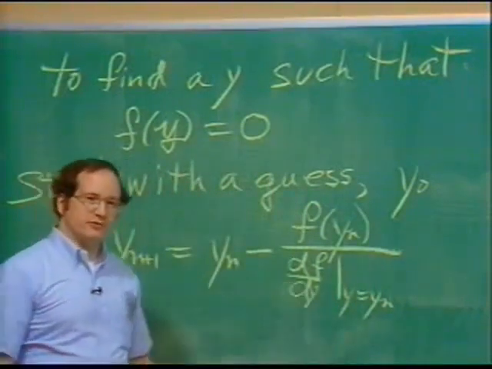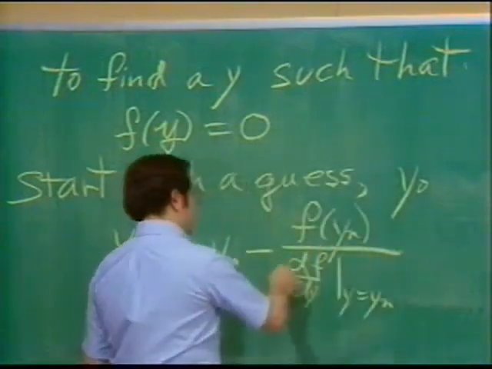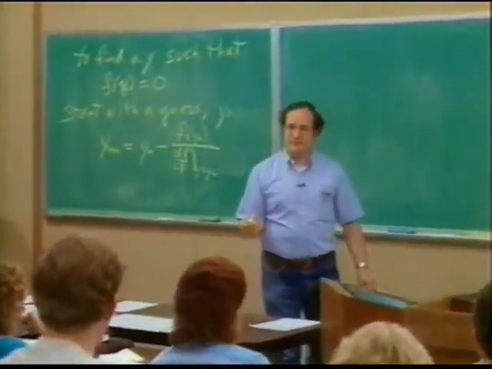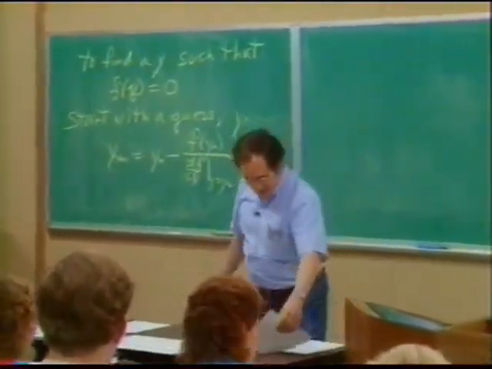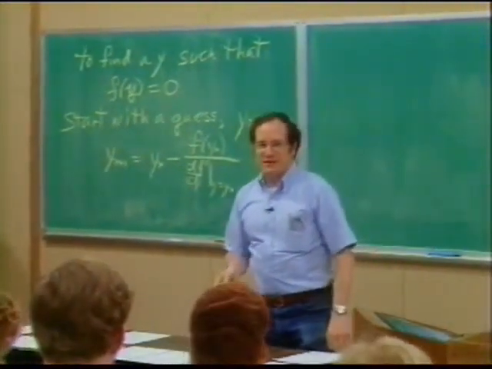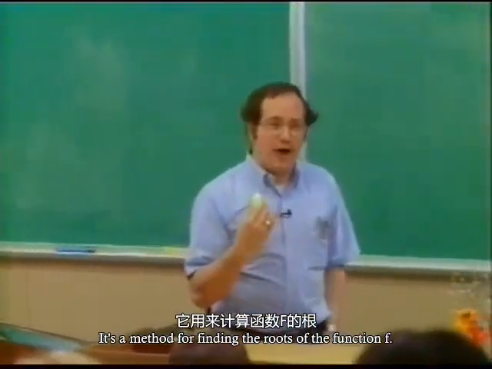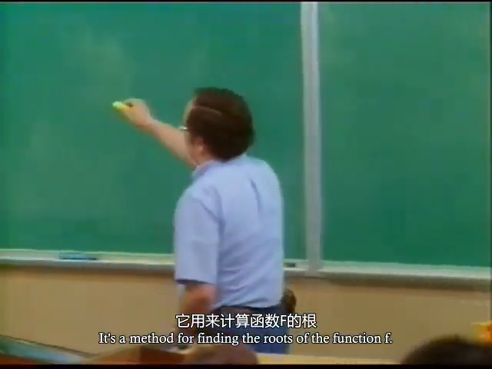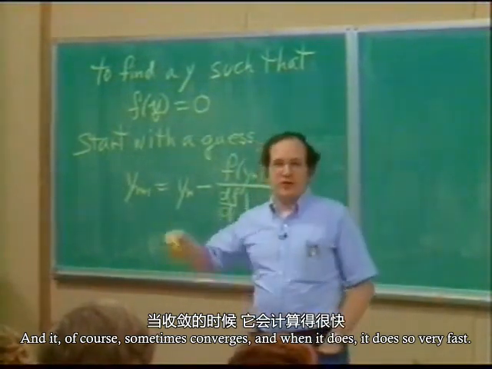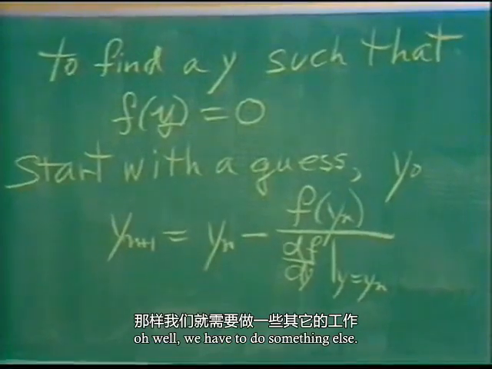Very strange notation. I must say, ugh. Okay. The derivative of f with respect to y is a function. And I'm having a little bit of unhappiness with that. But that's all right. Turns out in the programming language world, notation is much clearer. Now what is this? This is what we'll call Newton's method. It's a method for finding the roots of the function f. And it, of course, sometimes converges, and when it does, it does so very fast. And sometimes it doesn't converge, and oh well, we have to do something else.